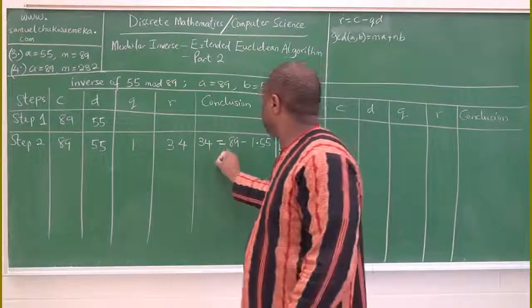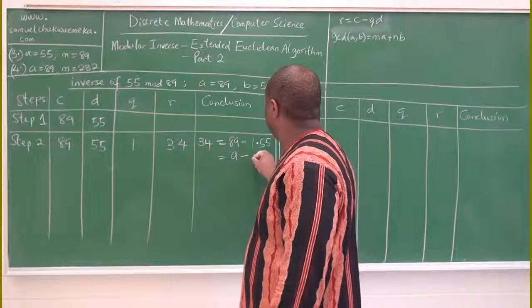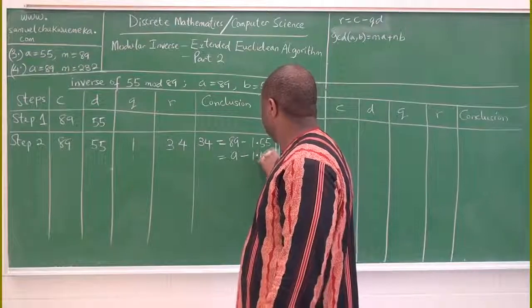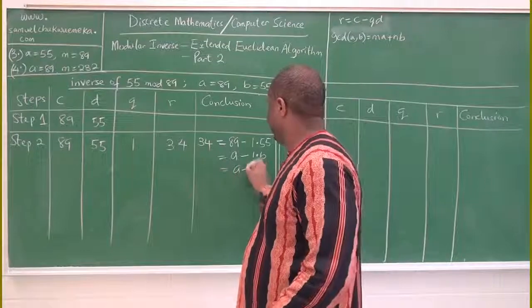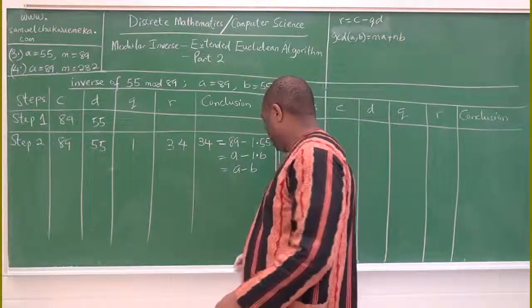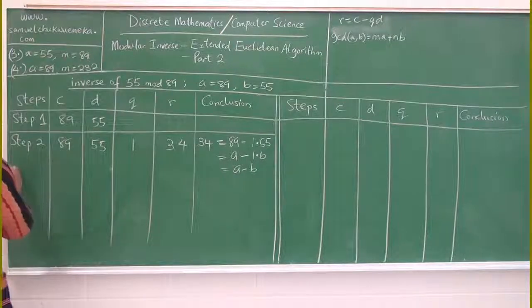So this is equal to, our 89 is A, minus 1 times B. So this is A minus B.